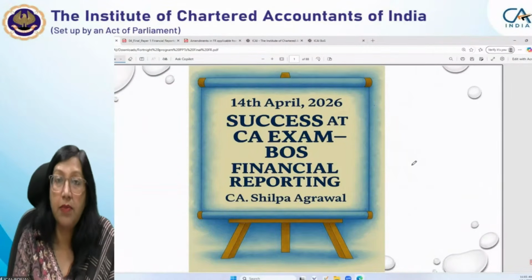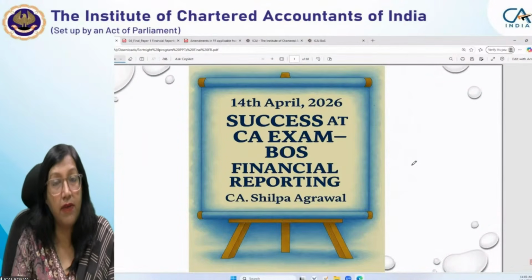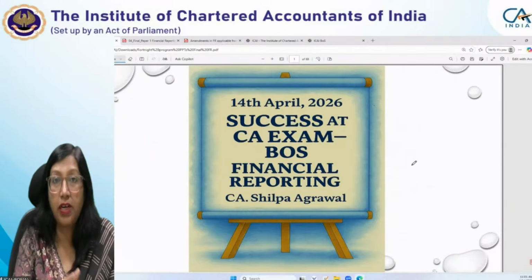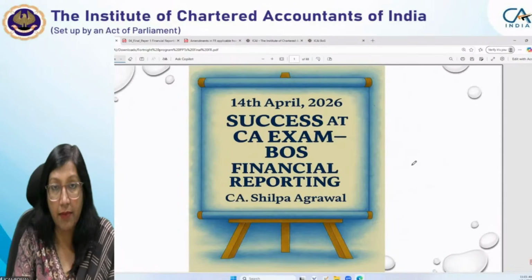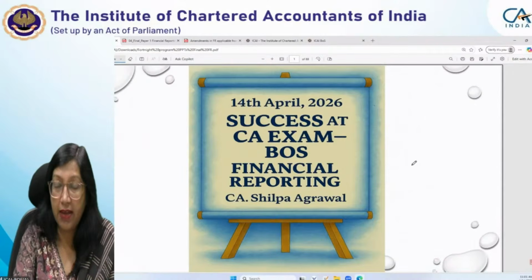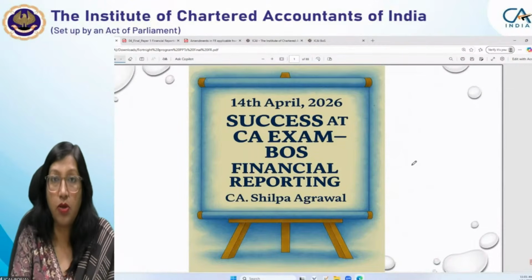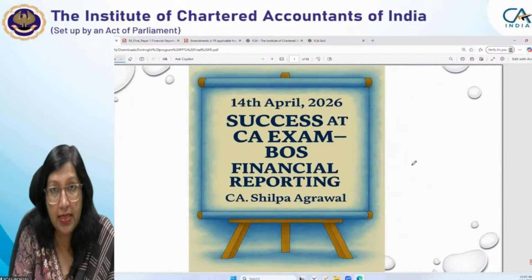One was in the month of May and another was in the month of August. Both the amendments are applicable to you for your May 2026 examination because they have been notified prior to the cutoff date, which is 6 months prior to the examination, that is by 31st October 2025. So any amendments which have been notified by the MCA prior to 31st October 2025 are applicable to you. So the two amendments which came in May and August 2025 will be applicable for the May 26 examination.